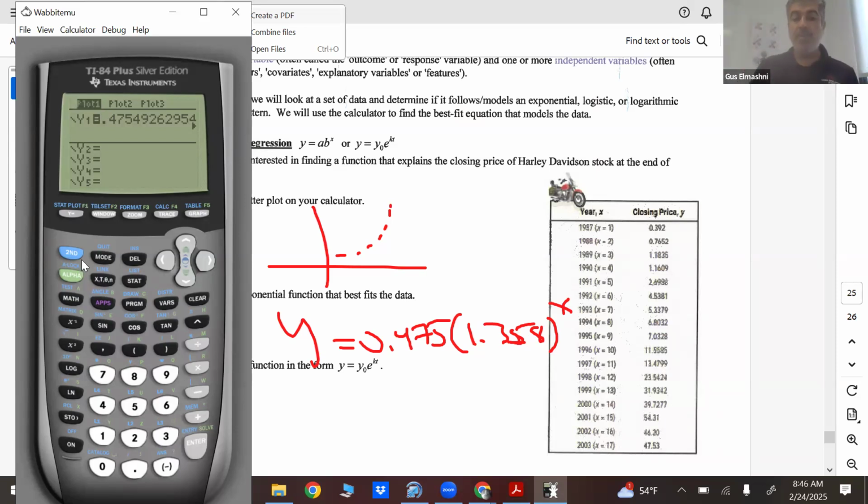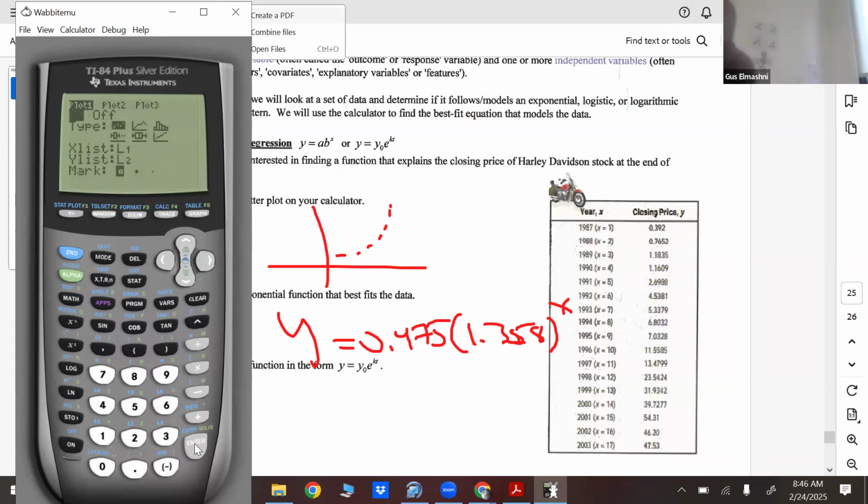Now, to define the plot 1, hit second y equals. You could define it. Obviously, it's turned on right now. Let's hit enter, and we could choose how we want plot 1 to look. Enter on 1. Correct. I want X to be L1. I want Y to be L2. Okay. And it's turned on. And notice there's several ways of plotting. You can do a histogram, you can do a box plot.